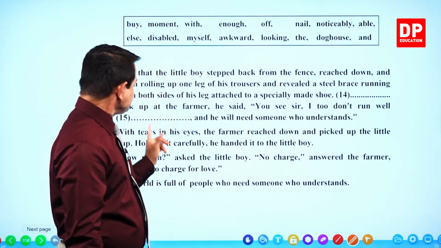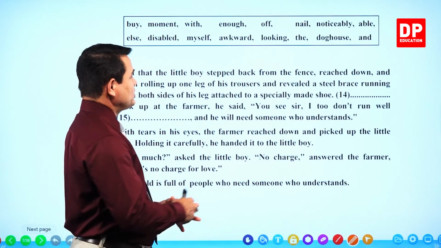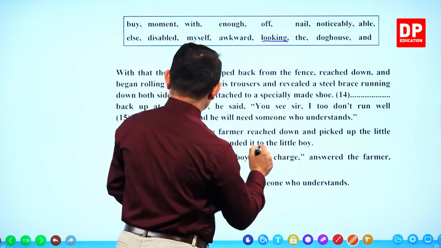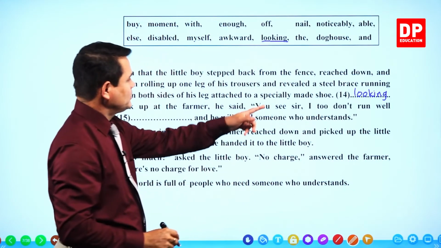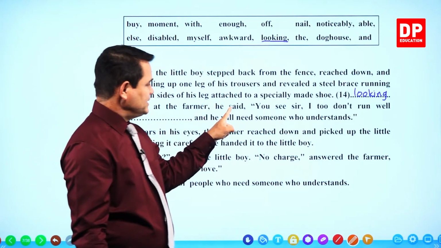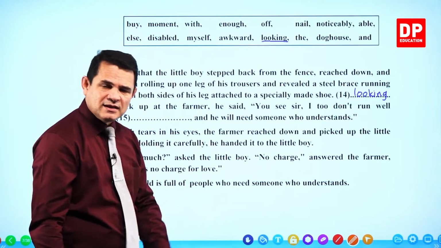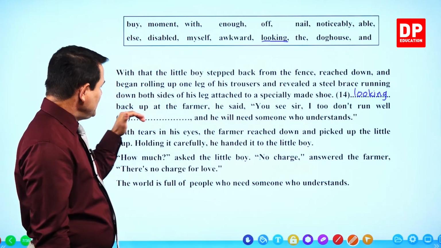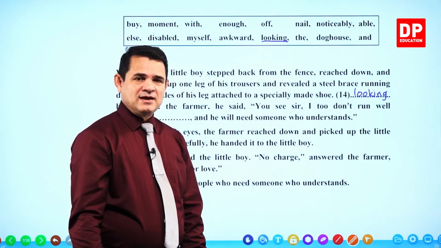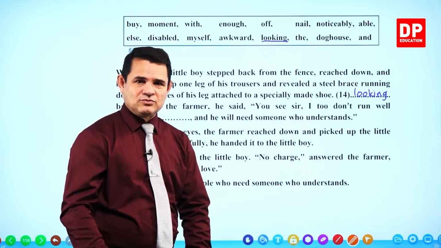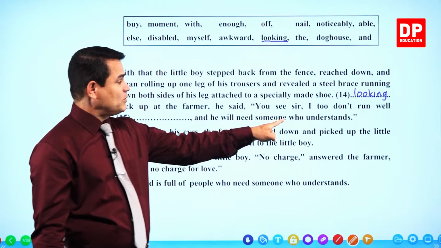Looking back up at the farmer, he said, "You see, sir, I too don't run well, and he will need someone who understands." Why did he ask for the disabled puppy? Because he too cannot run properly, he thinks the puppy will need someone who understands.